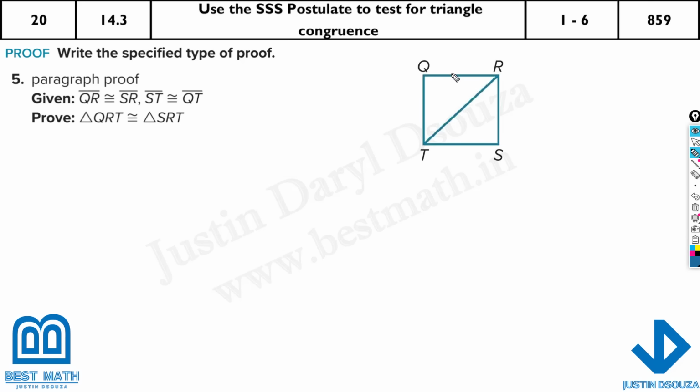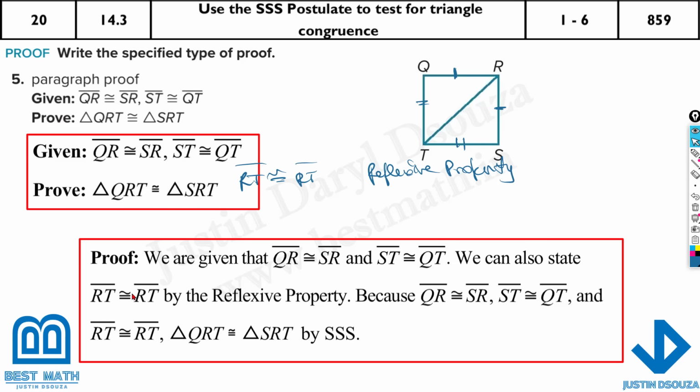Now they have told QR and SR, that is this one, they are congruent to each other. And ST and QT are congruent. Okay, these two are congruent. Then what about RT? The only missing thing is RT is congruent to RT because of the reflexive property. This is a very important property. Reflexive property of congruency. That's the only thing missing. Then everything is given, and the final sentence, you can see here, RT is congruent to RT because of the reflexive property.